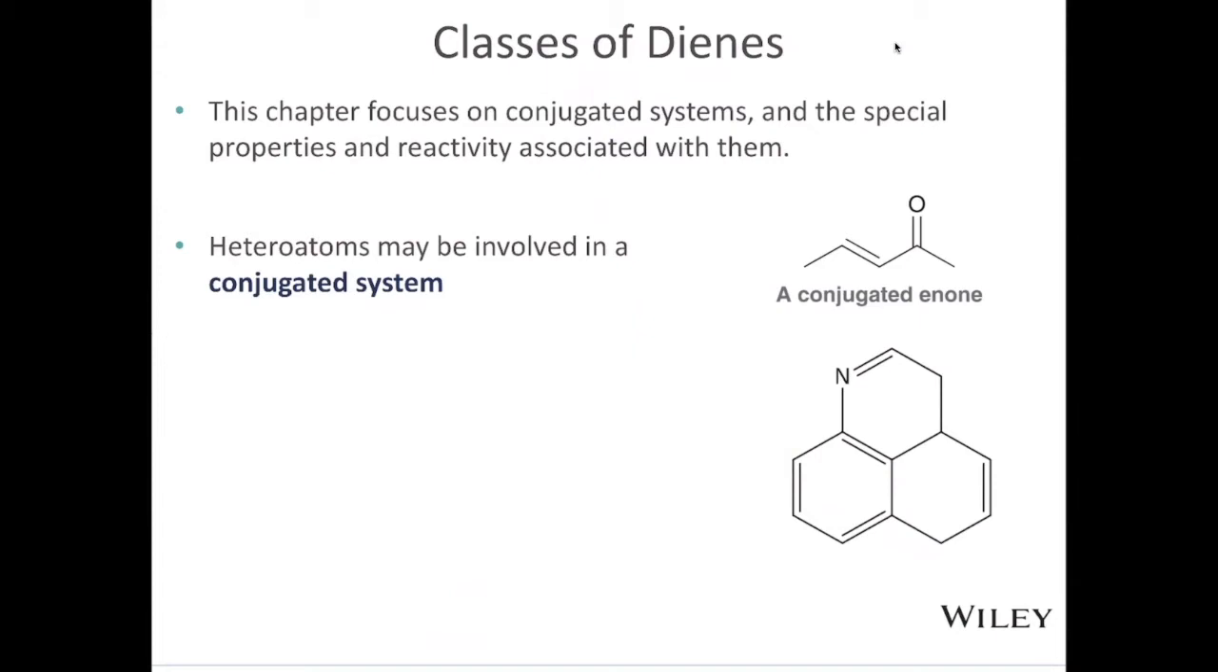Heteroatoms can also be involved in a conjugated system. For example, we have an oxygen here and a nitrogen here. Those are still considered conjugated systems, so it doesn't have to just be carbon-carbon double bonds. It can also be carbon-oxygen and carbon-nitrogen.